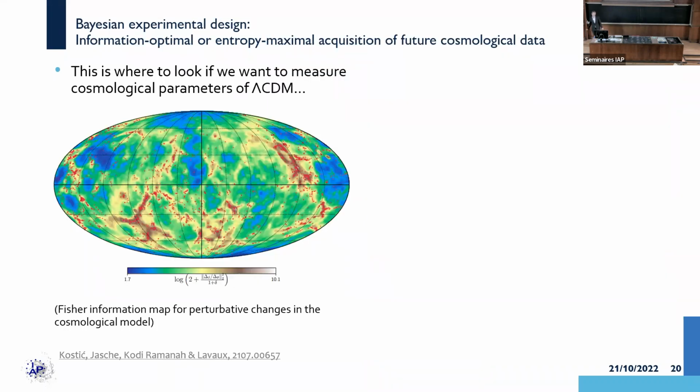Right, so current applications of these ideas in cosmology. Here I have to talk a bit about Bayesian experimental design, where you try to have an information-optimal or entropy-maximal criterion for whatever you want to do, for instance, acquisition of future cosmological data. This is a map of the universe, and this is where to look if you want to measure cosmological parameters of lambda CDM. You have the map of how informative regions should be about cosmological parameters. That's a map of the Fisher information for perturbative changes in the cosmological model.